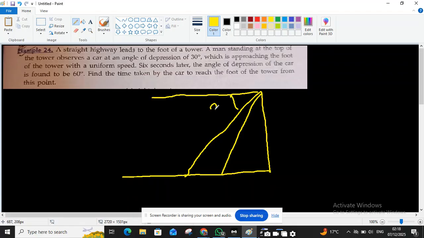This one is told to us as 30 degree, and this one is told to us 30 degree, and this one is told to us 60 degree. This change occurs in 6 seconds. We have to find this displacement. So I can construct this thing. Nothing is given actually.